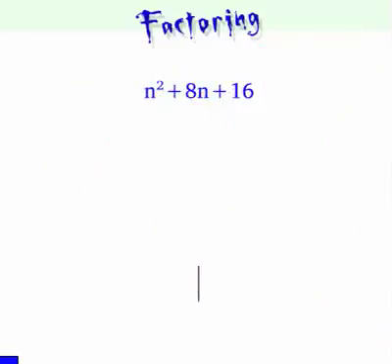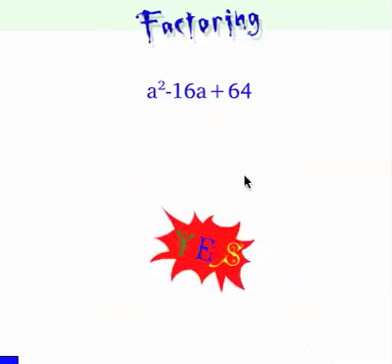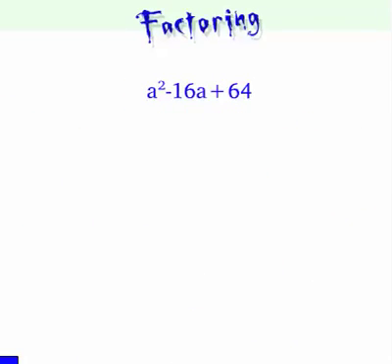Okay, n, in brackets n, plus 4, the square root of the last term is 4, and all to the power of 2. Okay, and that's it. That's how you do perfect square trinomials. Stay tuned for the next level.